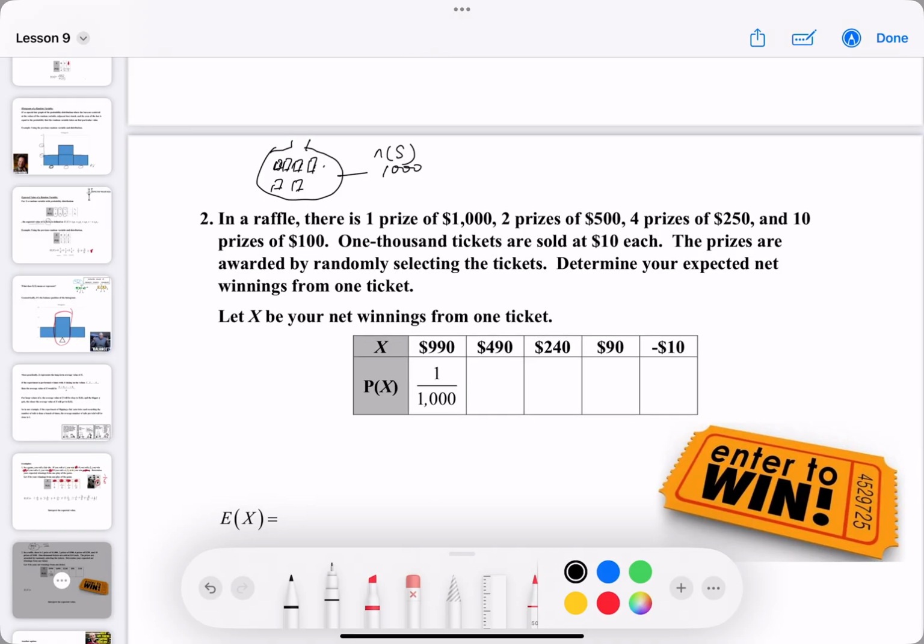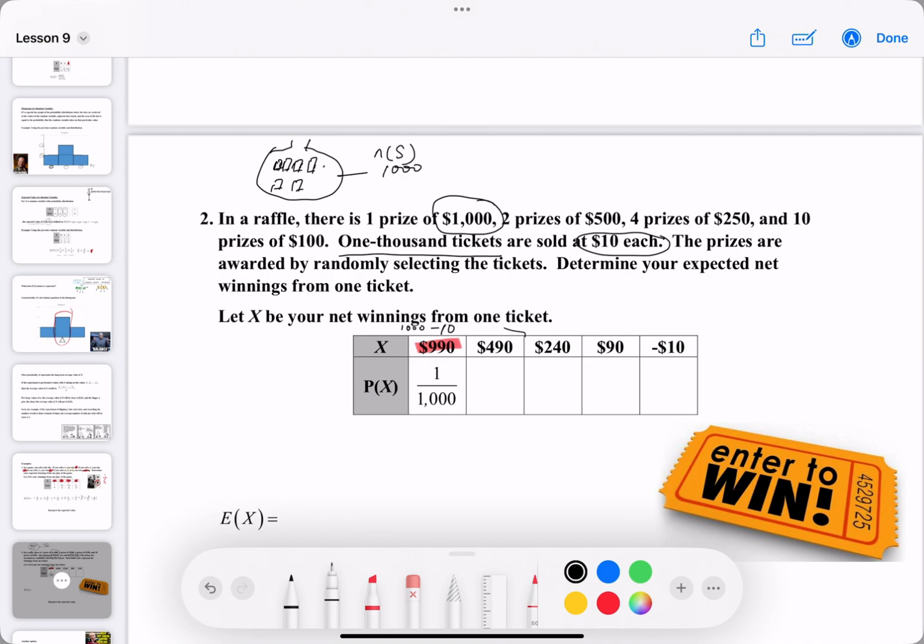What is the random variable? Random variable X is your net winnings from one ticket. So buying a ticket, I will spend $10 each. If, for example, I can win $1,000, but I still need to pay $10, that means the money I am going to win is $1,000 minus the money I spend to buy the ticket.